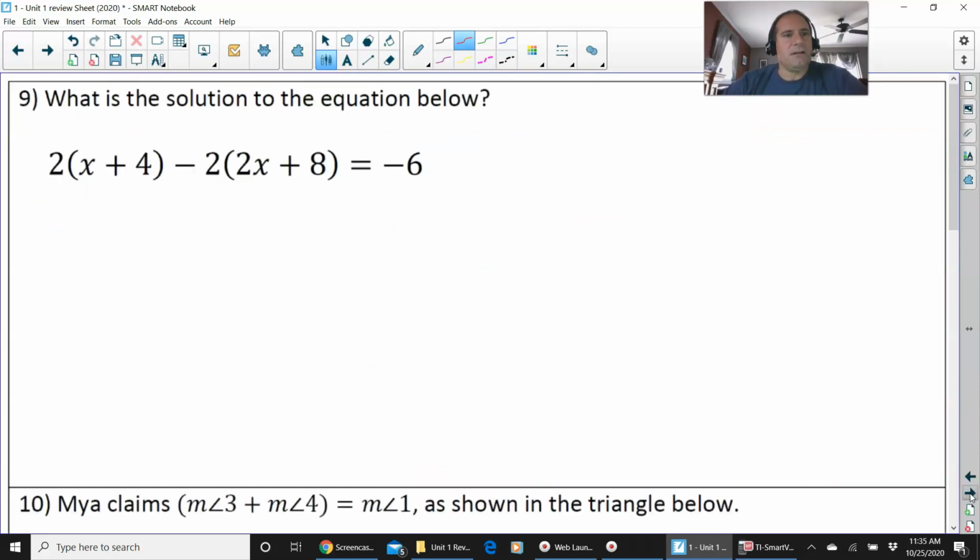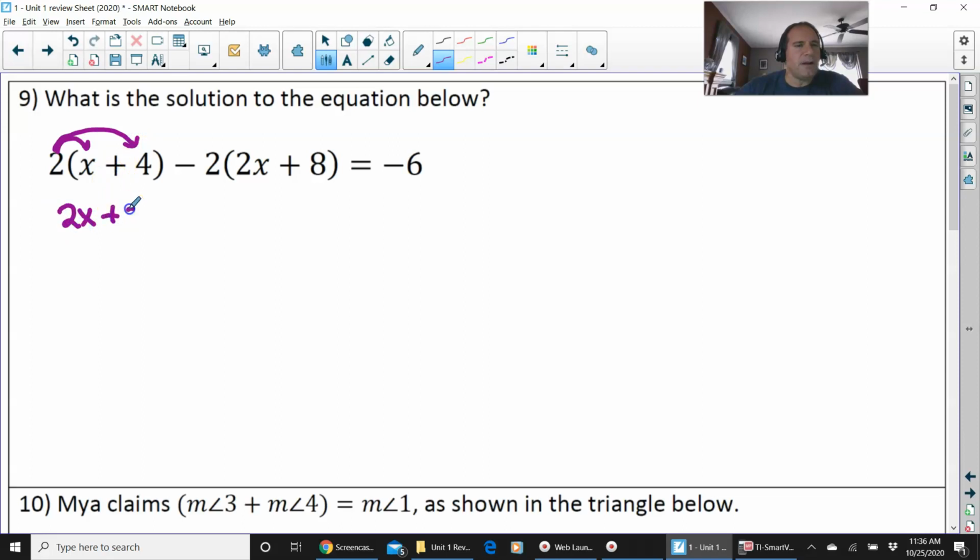Number 9, what is the solution to the equation below? Go ahead and try it. Press pause, and we'll come back with the answers now. All right, so let's go ahead. Hopefully you did get a chance to solve that, and hopefully you are almost done, finished with this problem, waiting for me to go over it.